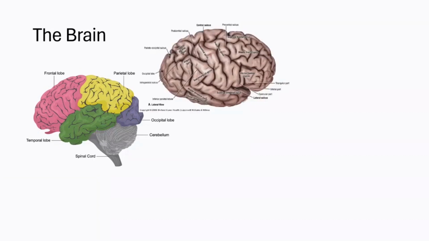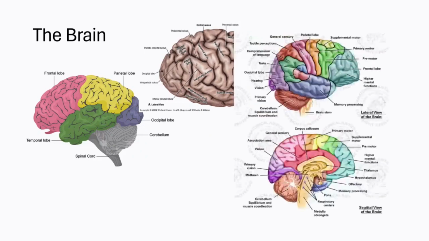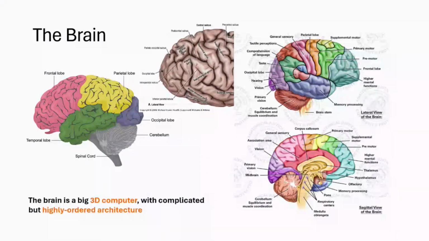We can separate them based on different sulci and gyri. The sulci are these little indents, or the ridges, and the gyri are the bits up top. Or we can break it down based on their function. If we have a look at the top of the brain over here, we've got the motor area. At the back of the brain up here is where we might be perceiving vision. In simple terms, the brain is a big 3D computer with a complicated but highly ordered architecture.